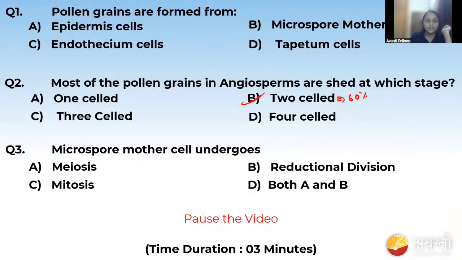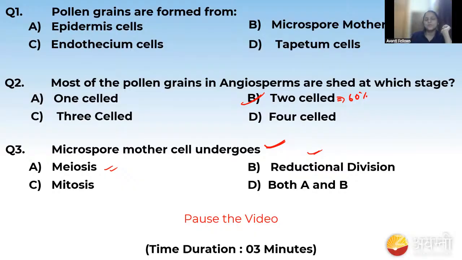Right. Okay. The microspore mother cell undergoes: meiosis, reductional division, mitosis, or both A and B. Very good, very good. Guys, you have to think what is another name for meiosis also. If you are giving option A, think about what is the other name for meiosis. Very good, Dinesh. Very good, Rakshita. Very good, Nivedita, Dinesh. Yes, Mani. Very good.